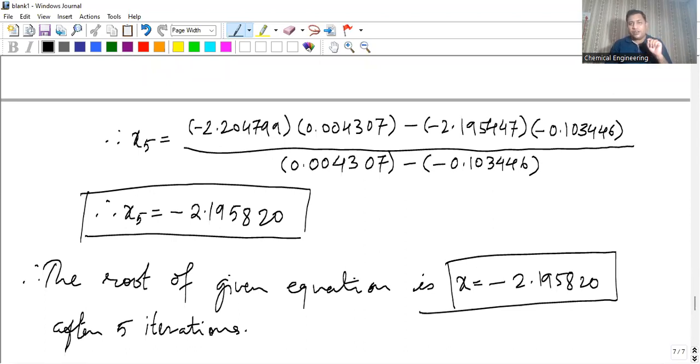Now the difference in approach between the previous method and this method. In the previous method, we were using intervals. Every time we were deciding where the root is. In this method, we don't have to decide where the root is. We just have to go on iterating, and we'll reach the correct root. This is the difference in the approach.